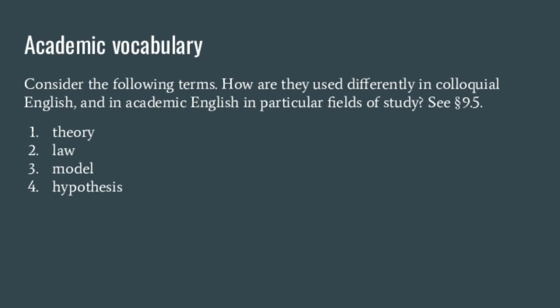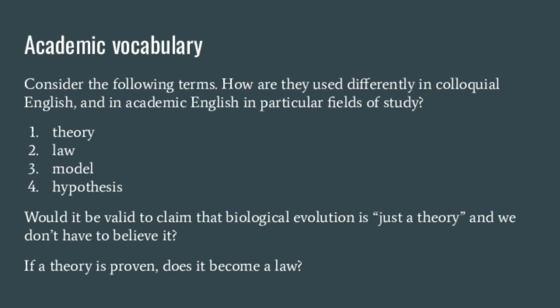Next on the agenda, some important academic vocabulary, which we're going to get into maybe in the next video segment. Terms like theory, law, model, and hypothesis. These are often misunderstood. In my country, we have a common problem of people not believing in the theory of evolution. They say, oh, it's just a theory. They think because it's called a theory, that means it's not been proven yet, or I don't have to believe it. And they think, well, if a theory is proven, it becomes a law. Is that right? We'll talk about that in the next video segment.